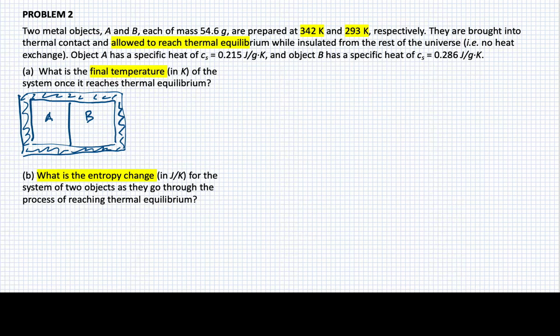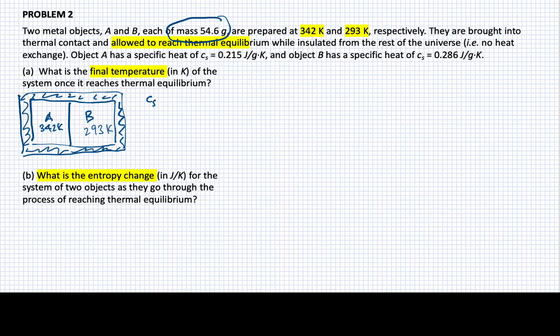In this case, they both have the same mass, so pay attention to that. They're prepared at two different temperatures. A is at 342, so it's the hot side, and B is at 293, so it's the cold side. They're going to be allowed to reach thermal equilibrium, and they have different heat capacities.